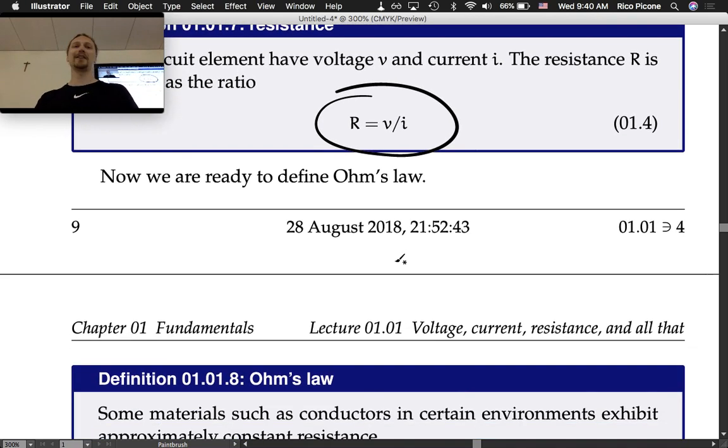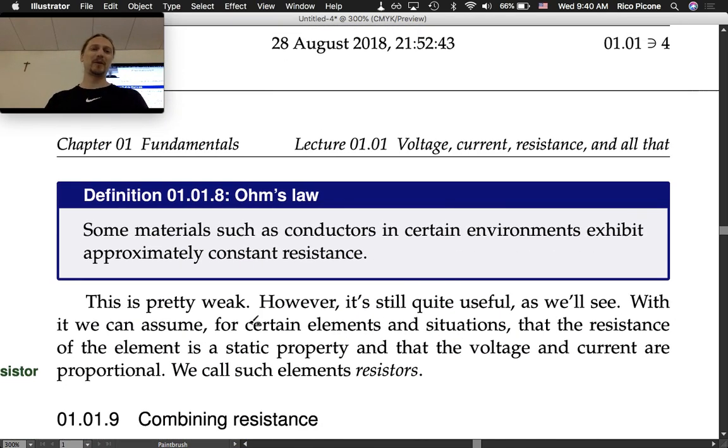Okay, so it's pretty weak. However, it's still quite useful, as we'll see. With it, we can assume for certain elements and situations that the resistance of the element is a static property and that the voltage and current are proportional. We call such elements resistors. So that's our definition of a resistor. So that actually means that we have these discrete things you can buy called resistors, right?